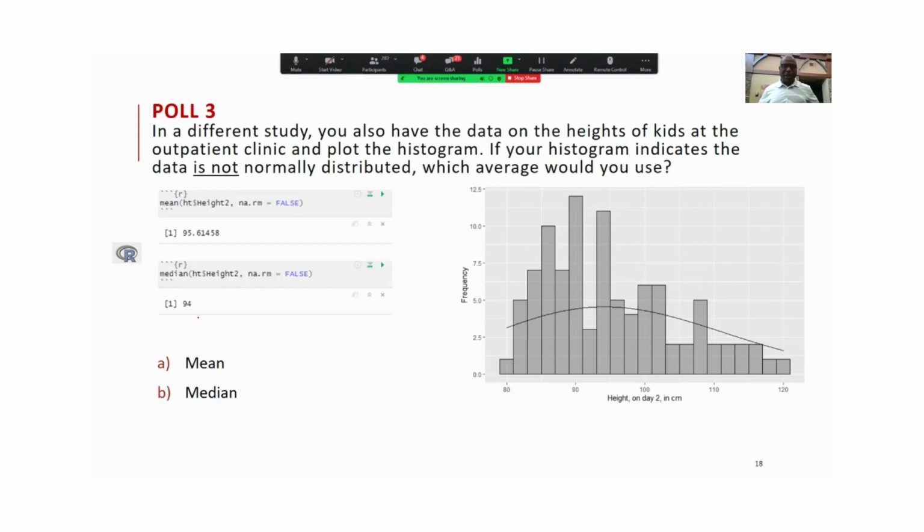Clinic and plot the histogram. If your histogram indicates the data is not normally distributed, which average would you use?